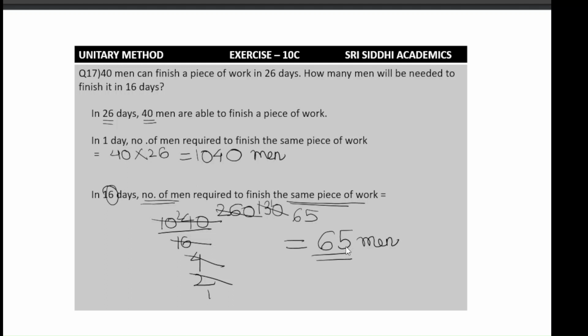So think like that, think logically, and you will be able to answer. Don't panic, don't just go with the set method. Think that one day will require more men, and 16 days means fewer men can complete the same piece of work. Think like that and then you will be able to find the answer. Okay, so let's move to the next question.